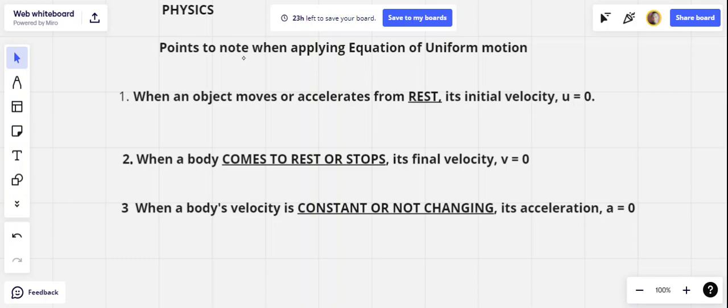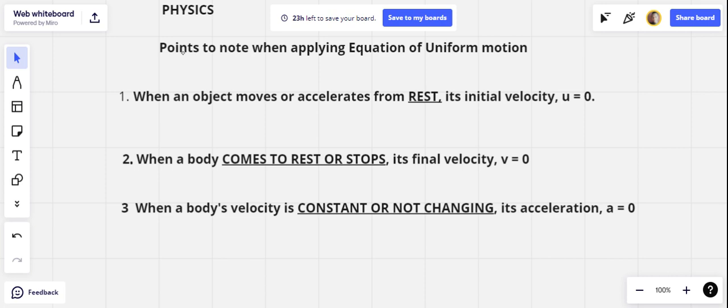Points to note when applying equations of uniform motion. These points are very important so that you know how these things are applied. The first point to note is when an object moves or accelerates from rest, its initial velocity u equals 0.